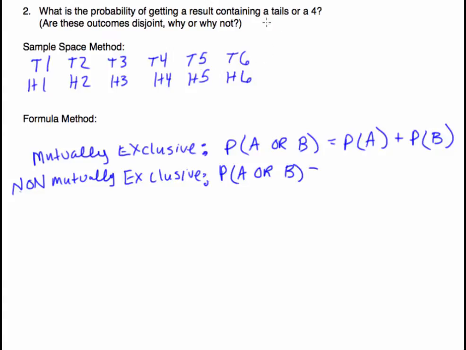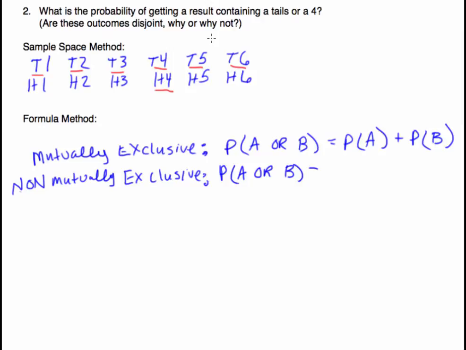Either we get a tails, so anything that has a tails is going to be good. I'm going to go ahead and underline all the ones that have tails because those are favorable. Or a 4. Now we're going to underline anything that has a 4. It looks like the tails and the 4 is already underlined, so this one has a 4. And those are the outcomes that would satisfy this requirement of having a tails or a 4.